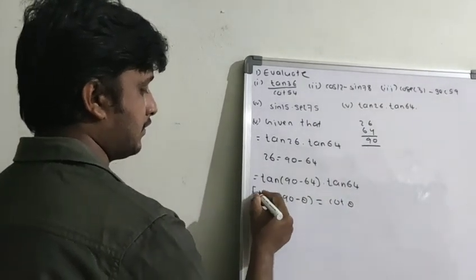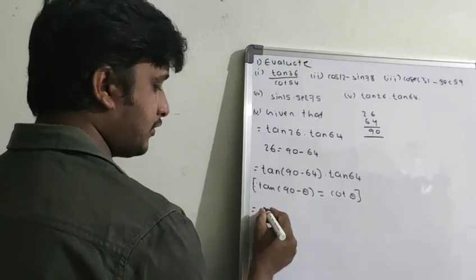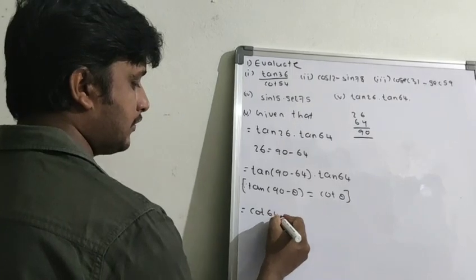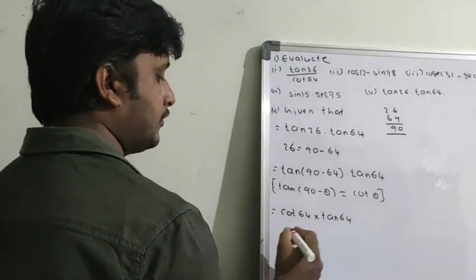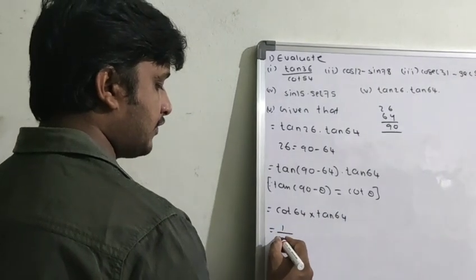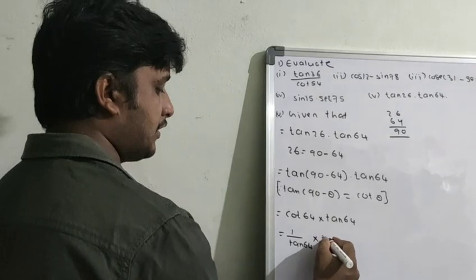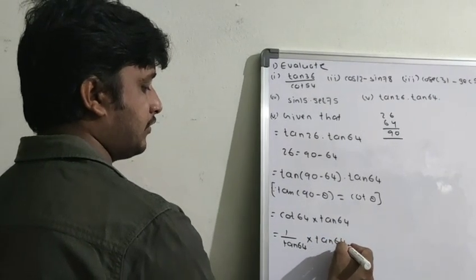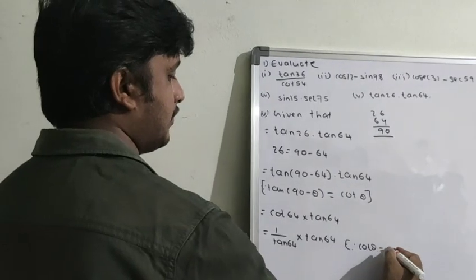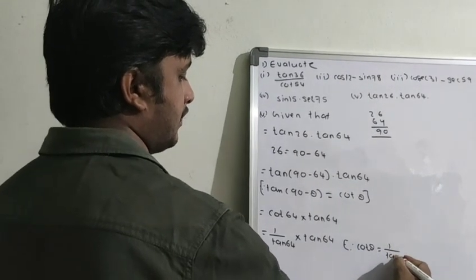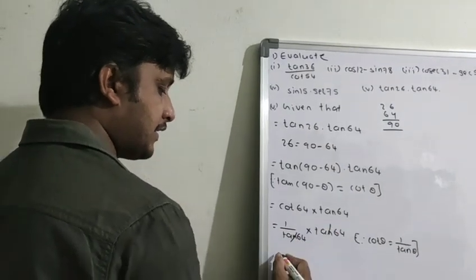Yes. So from that, tan(90 minus 64) is cot 64, into tan 64. Cot 64 is nothing but 1 by tan 64, because they are reciprocal to each other. Cot theta is equal to 1 by tan theta, you know very well. So 1 by tan 64 into tan 64 gets cancelled, and you will get 1.